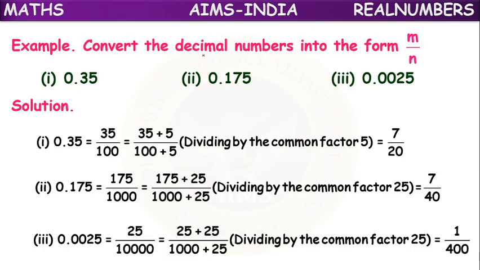Next. Convert the following decimal numbers into the form of m by n, that is p by q, a rational number. So 0.35 they have given, 0.35.